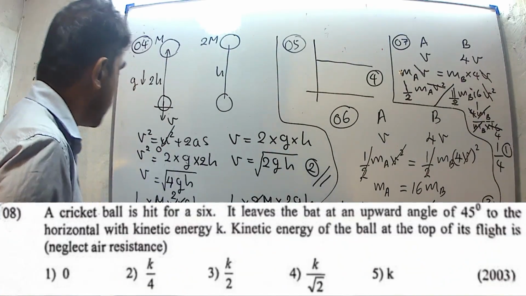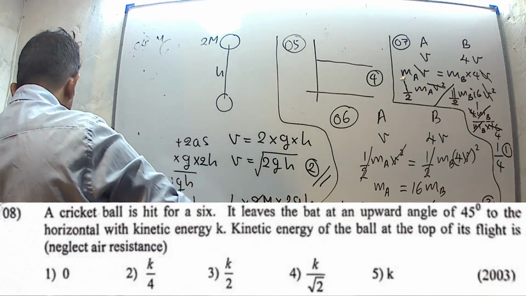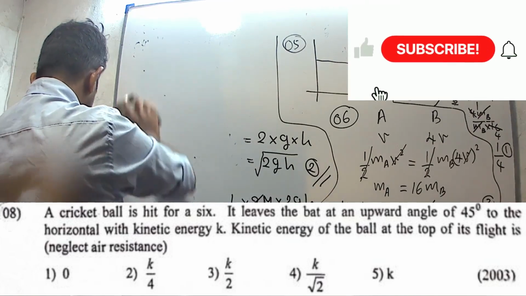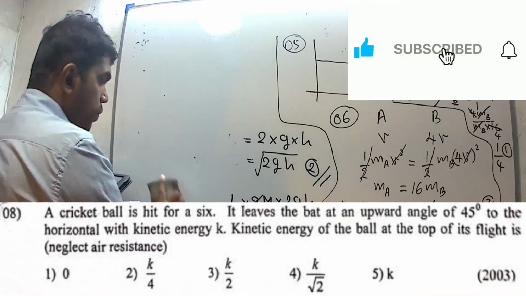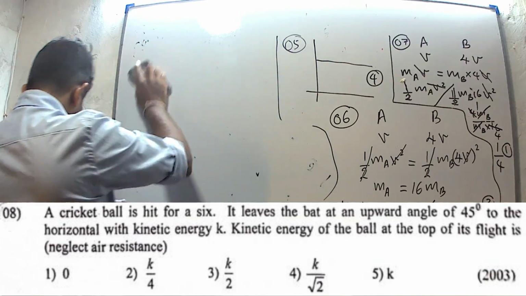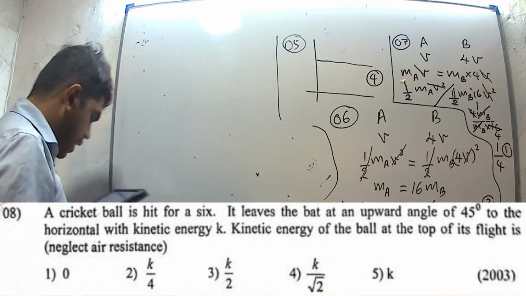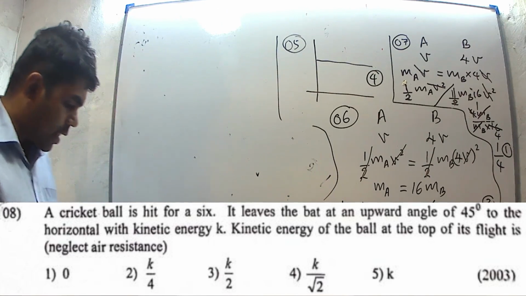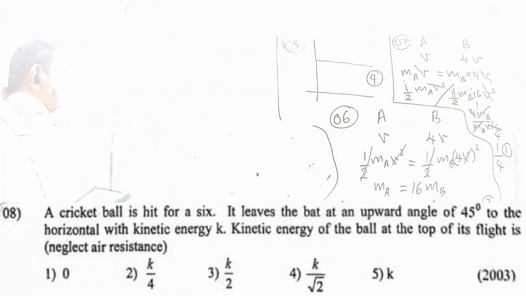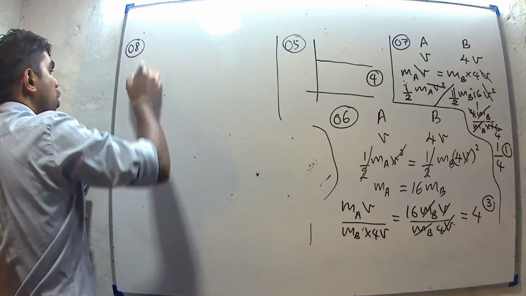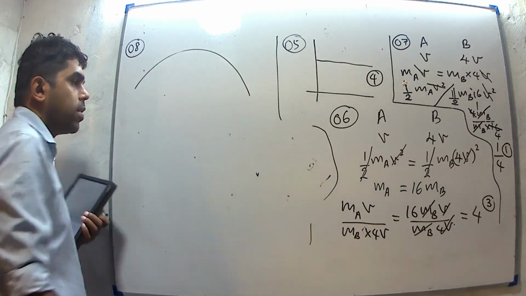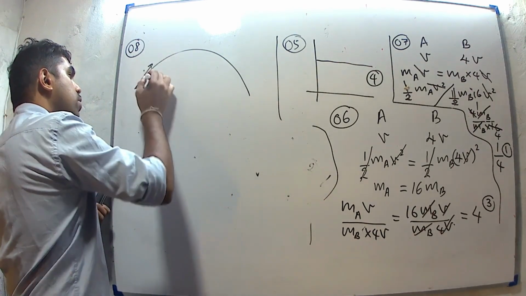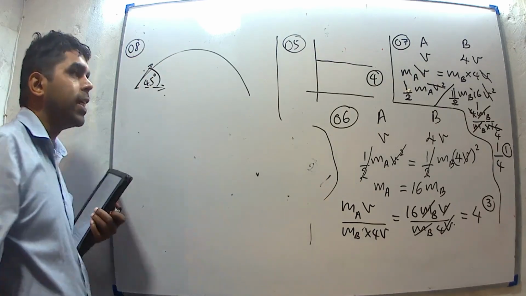Then question number 8. A cricket ball is hit for a 6. It leaves the bat at an upward angle of 45 degrees to the horizontal with kinetic energy K. What is the kinetic energy of the ball at the top of the flight? We have to neglect the air resistance. Now I will consider the motion of the ball. It is like this. The initial angle is 45 degrees to the horizontal, the projected angle.